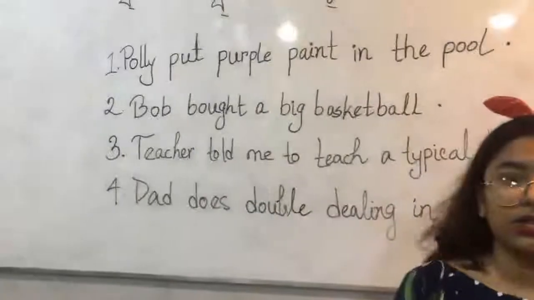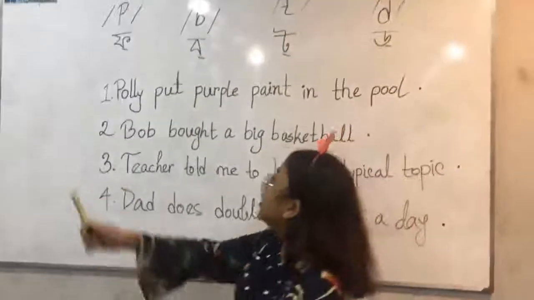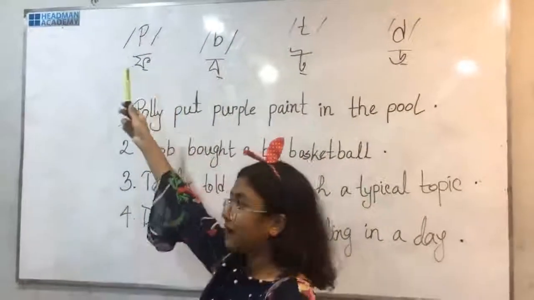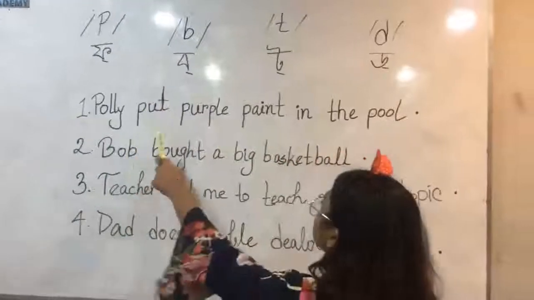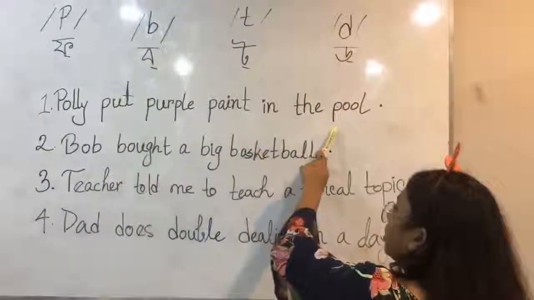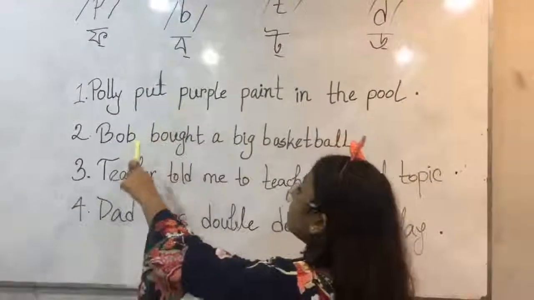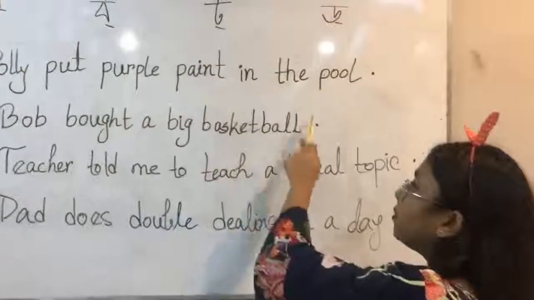So the first tongue twister begins with the sound pa, and the tongue twister of pa is Polly put purple paint in the pool. Polly put purple paint in the pool.